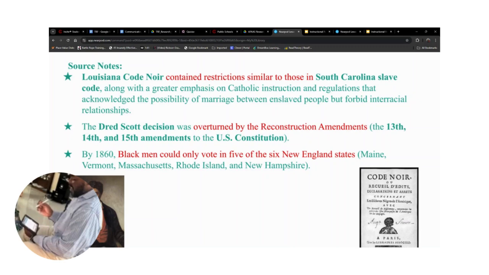The Dred Scott decision overturned the Reconstruction Amendments, the 13th, 14th, and 15th Amendments of the United States Constitution. And then in 1860, Black men could only vote in 5 of the 6 New England states: Maine, Vermont, Massachusetts, Rhode Island, and where? New Hampshire. Remember, that's the 1860s, after the Civil War. Does everybody got me so far?